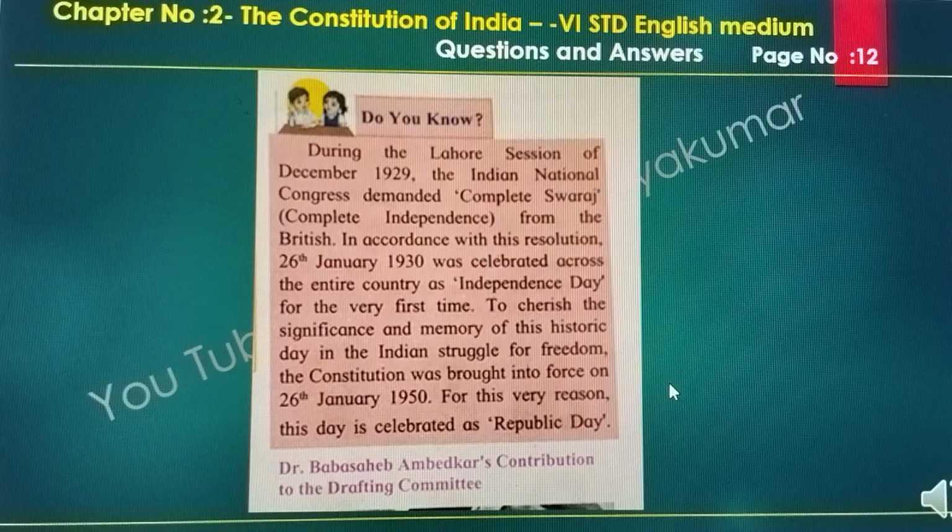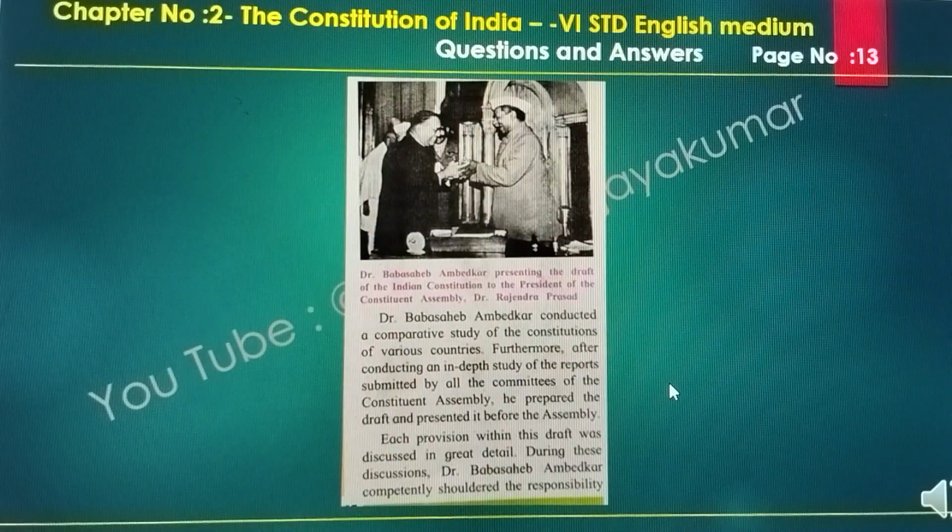Dr. Babasaheb Ambedkar's contributions to the Drafting Committee. Dr. Babasaheb Ambedkar presented the draft of the Indian Constitution to the President of the Constituent Assembly, Dr. Rajendra Prasad. Dr. Babasaheb Ambedkar conducted a comparative study of the constitutions of various countries. Furthermore, after conducting an in-depth study of the reports submitted by all the committees of the Constituent Assembly, he prepared the draft and presented it before the Assembly.